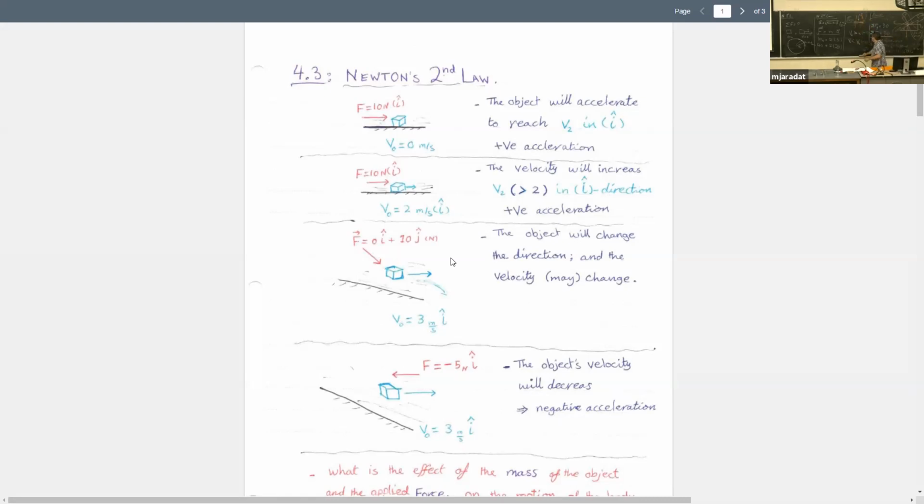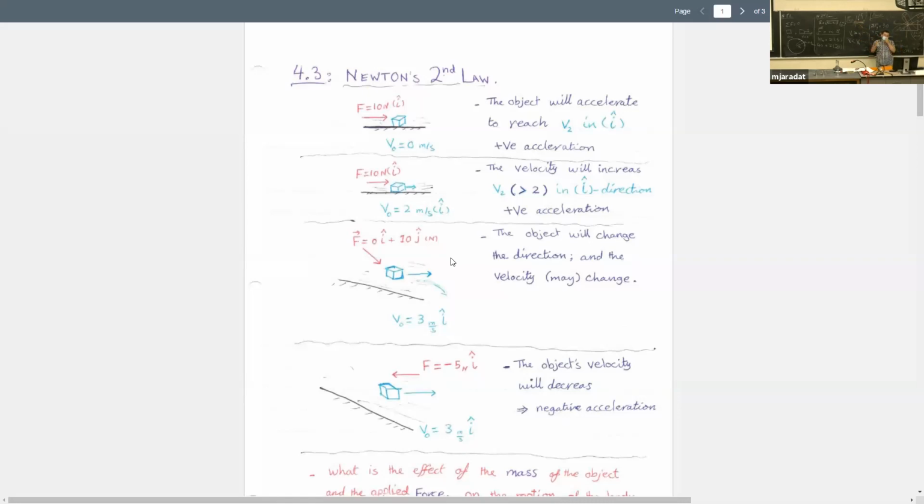Like this, I have a moving object and I put another force. The object will change its direction. Is that clear? Because we have a force not in the direction of the velocity, it will change the direction of that velocity, whatever that direction was.